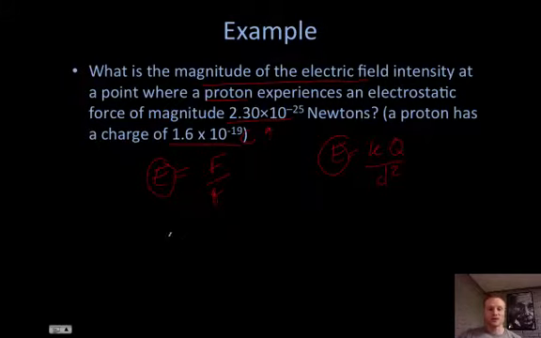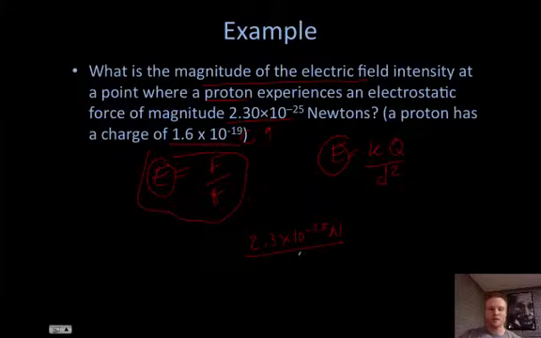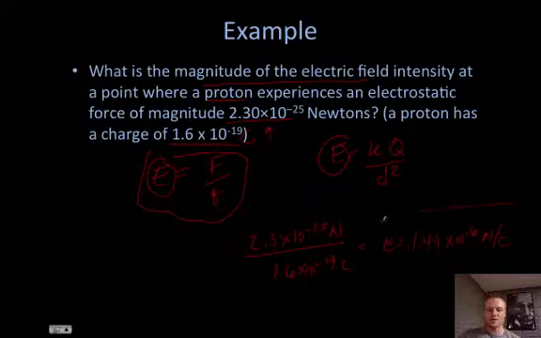So let's go through this and find out what the magnitude of the electric field would be. All right, so I'm going to use this equation right here, and my force is 2.3 times 10 to the negative 25th newtons over a charge of 1.6 times 10 to the negative 19th coulombs. And if you do that math, you would get an E of 1.44 times 10 to the negative 6th newtons per coulomb. That is the magnitude of the electric field being created by using that formula.